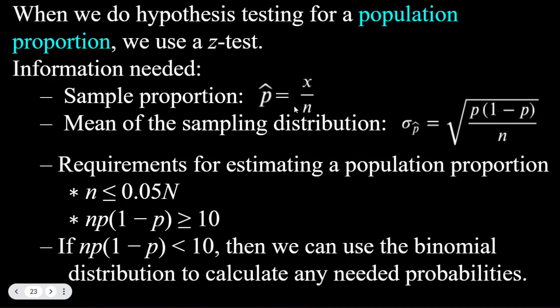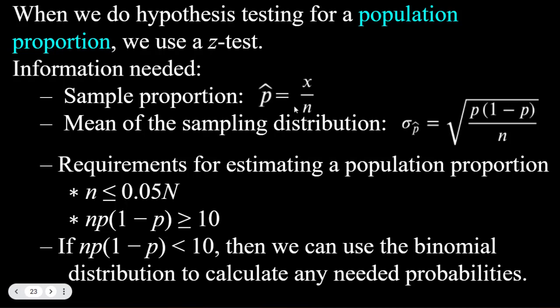We also need to know the mean of the sampling distribution and the standard deviation of the population sample proportion. And so we have sigma of p hat. Sigma of p hat is, remember, p times 1 minus p divided by n, and we take the square root of that whole thing.